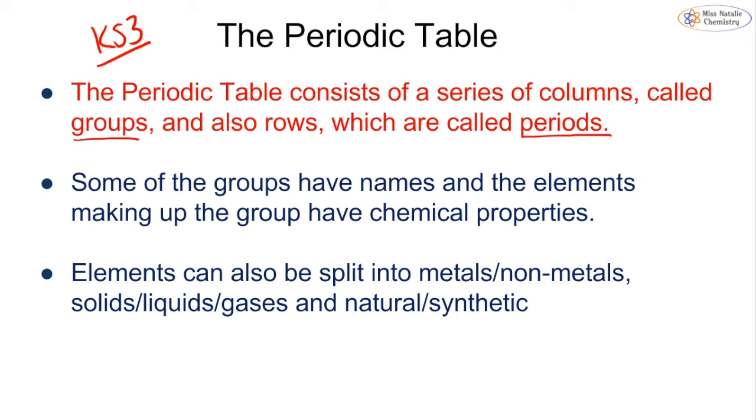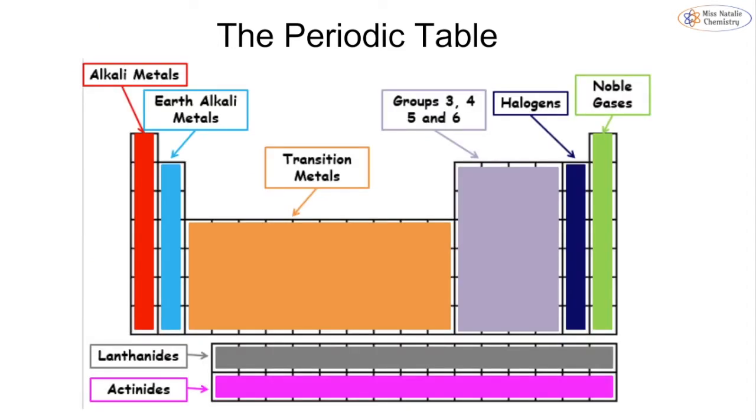Now, we can split the periodic table into various different categories. We can look at metals and non-metals, we can have solids, liquids, gases, and natural versus synthetic. So we're going to look at some of these. So this is what the periodic table looks like when we remove the elements and we just keep the general shape. So you can see that we've got some specific groups.